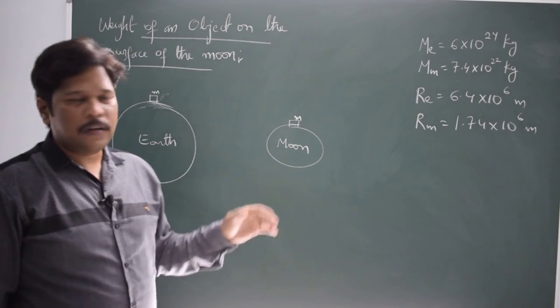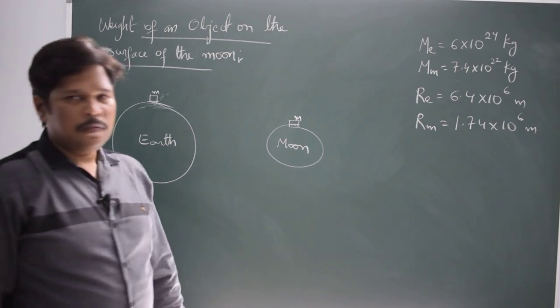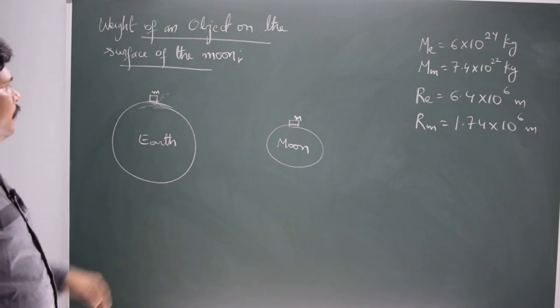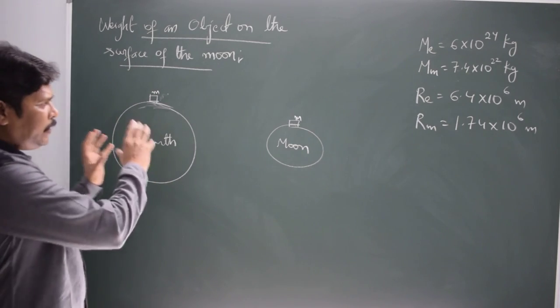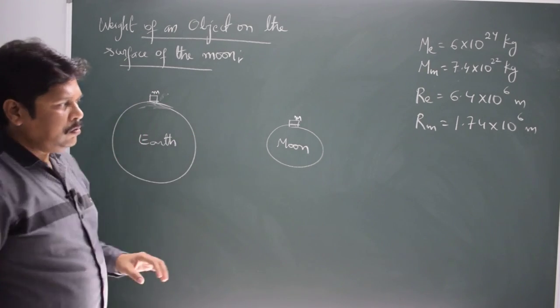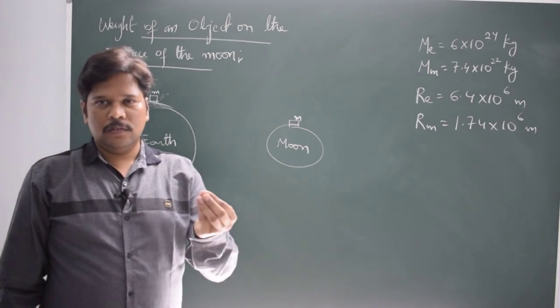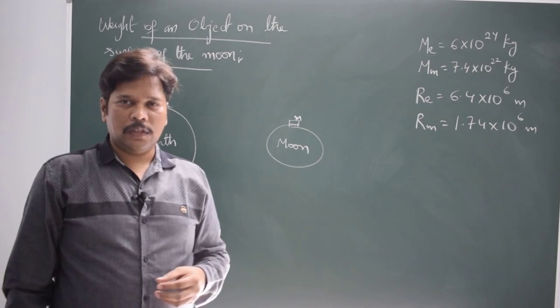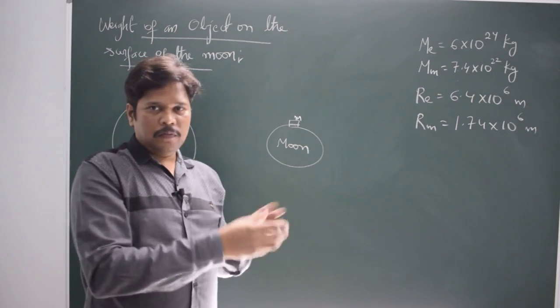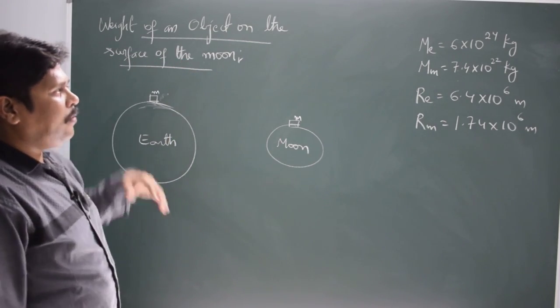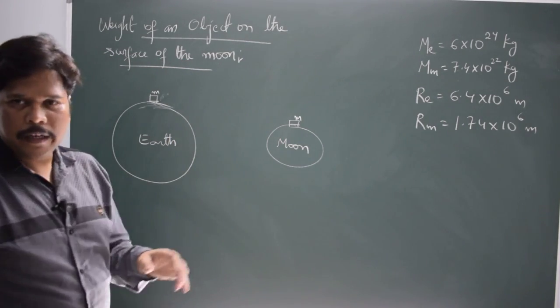One more important concept in gravitation: the weight of an object on the surface of the moon. When you take an object from the earth to the moon, how many times will its weight decrease? So when you compare the weight of the object on the moon with respect to its weight on the earth, this is one of the important concepts in your textbook.